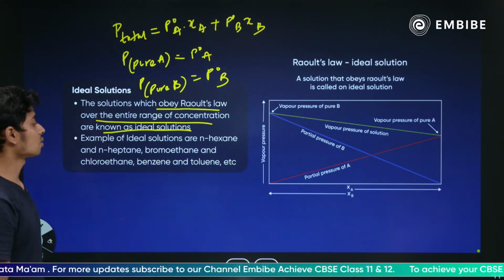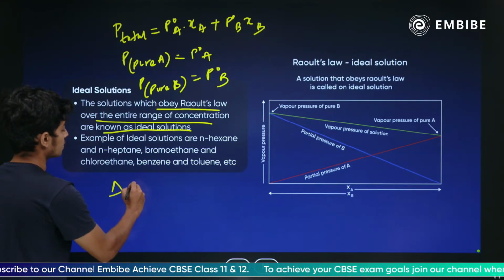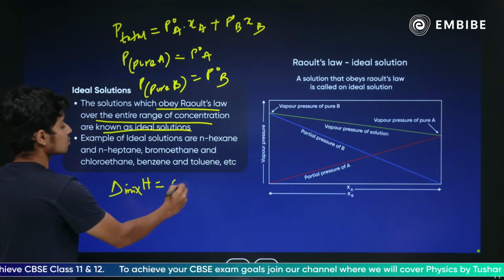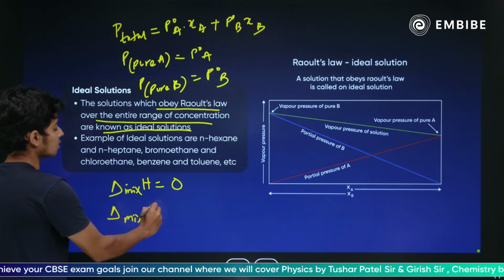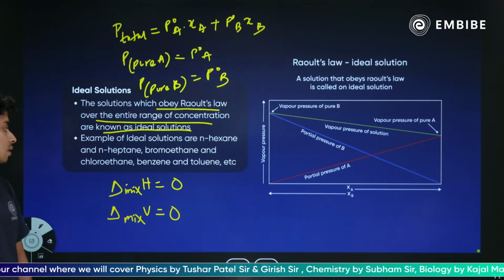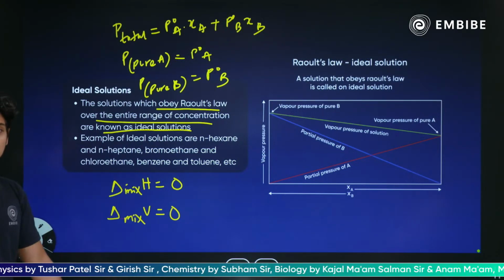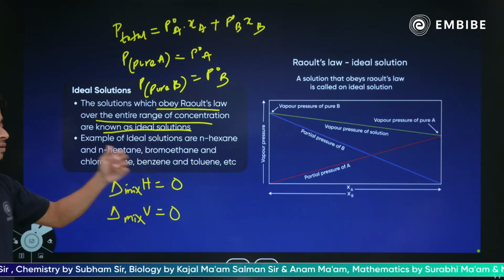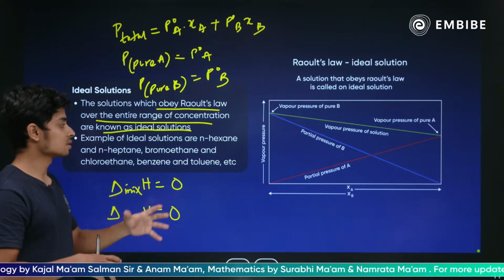For an ideal solution, when you mix the components, the heat released is equal to 0, and there is no change in the volume of the mixture, so there is no change in enthalpy. Approximately, these solutions are ideal. In reality, I don't think any solution is perfectly ideal; they are approximately ideal. So you can remember: n-hexane and n-heptane, bromoethane and chloroethane, benzene and toluene. Just remember these form an ideal solution when you mix the two.